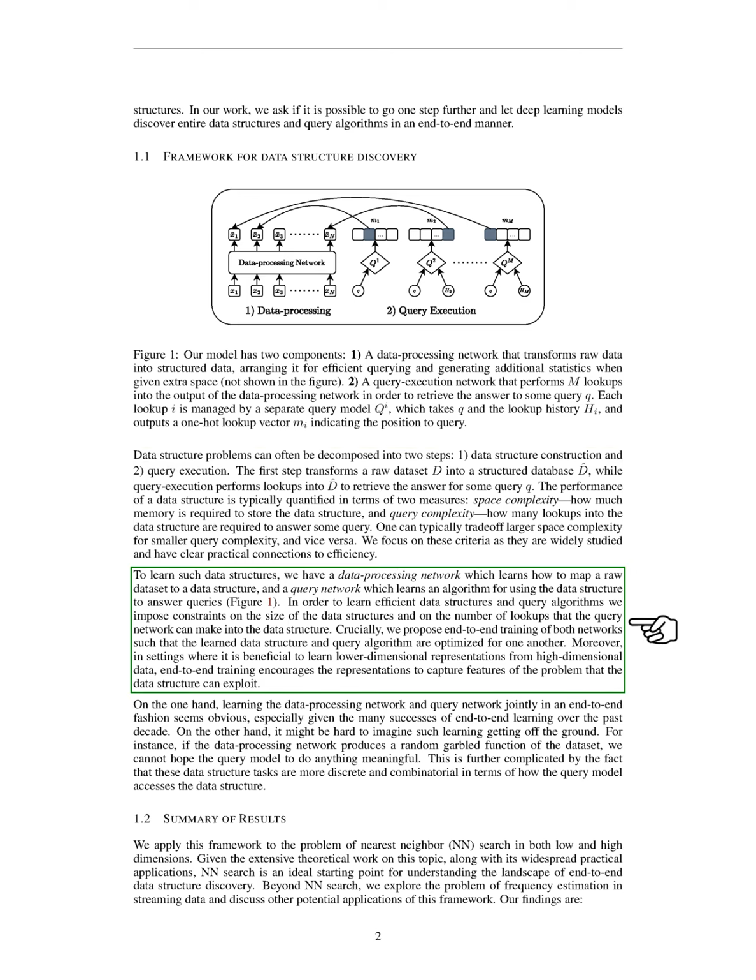To facilitate learning these structures, we employ a data processing network that maps raw data to a structured format and a query network that learns how to use this structure for queries. We impose constraints on the size of the data structures and the number of lookups allowed, ensuring that both networks are trained together in an end-to-end manner. This joint training helps the data structure and query algorithm to be optimized for each other, and it encourages the learning of lower-dimensional representations that capture relevant features of the data.